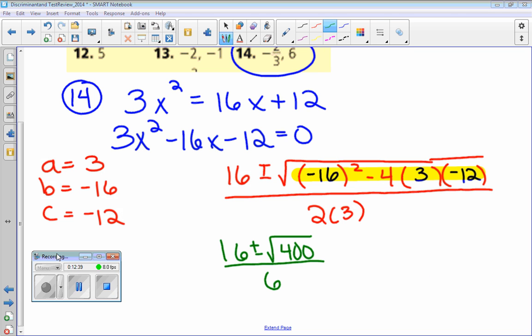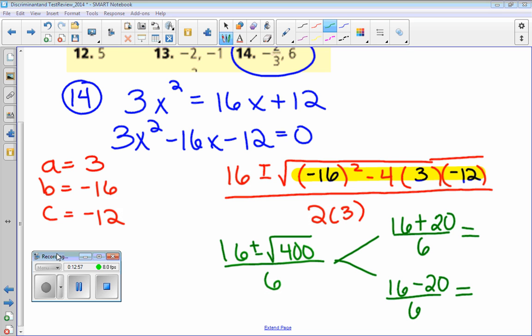Does the square root of 400 reduce perfectly? 20. Good. Because it reduces perfectly, we can go ahead and do that. So I have 16 plus 20 all over 6, and I have 16 minus 20 all over 6. We can give exact answers in this case. Because b is already negative and there's a negative in the formula, that's when it becomes a positive.